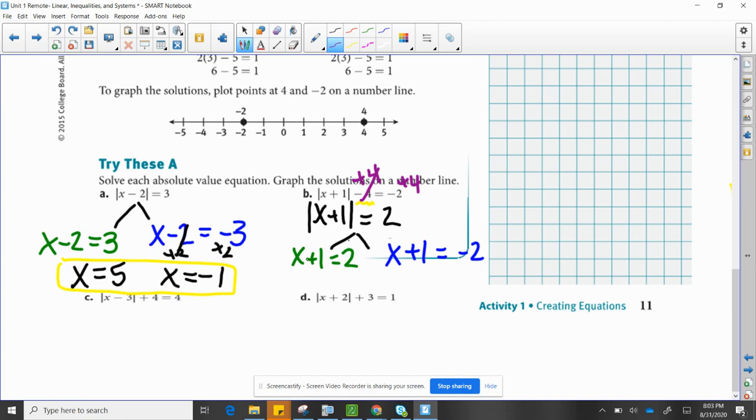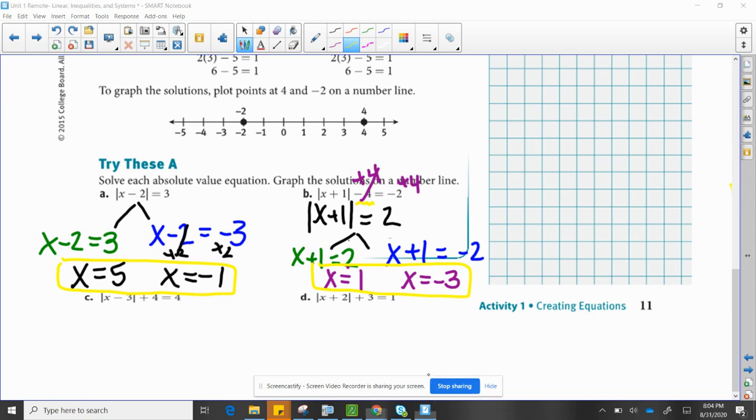So then if I go ahead and solve these two linear equations, I just have to subtract 1 on both sides. So 2 minus 1 is 1. Negative 2 minus 1 is negative 3. There's my two answers. So again, if you're not getting two solutions for these, you're missing that part where we split the equation. So always make sure you have two answers. Okay.